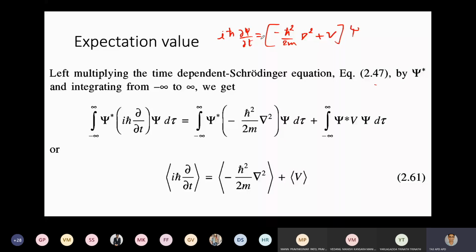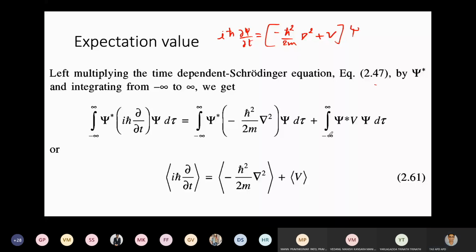Now what is it saying? That left multiplying the time dependent Schrodinger equation by psi star. So let us multiply this by psi star, and then we integrate it from minus infinity to plus infinity. So you are taking the integral and multiplying by psi star: psi star into i h bar del psi by del t is equal to, on the right hand side, you are having these two terms, del square psi plus V psi. The del square psi term is multiplied by psi star and integrated from minus infinity to plus infinity. Similarly the V term is integrated from minus infinity to plus infinity, multiplied by psi star.